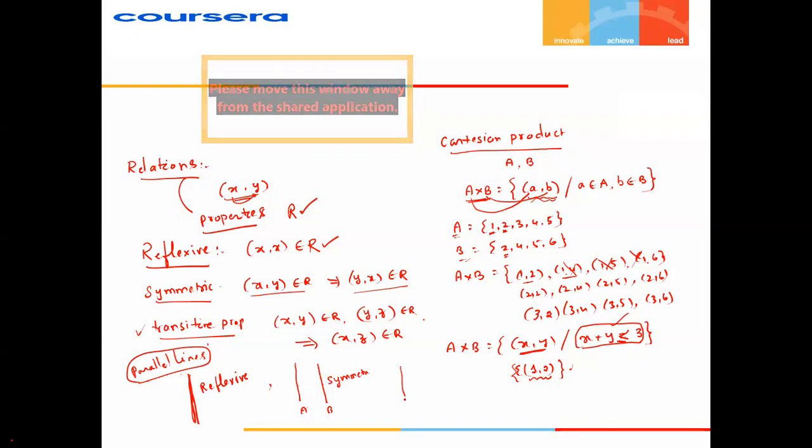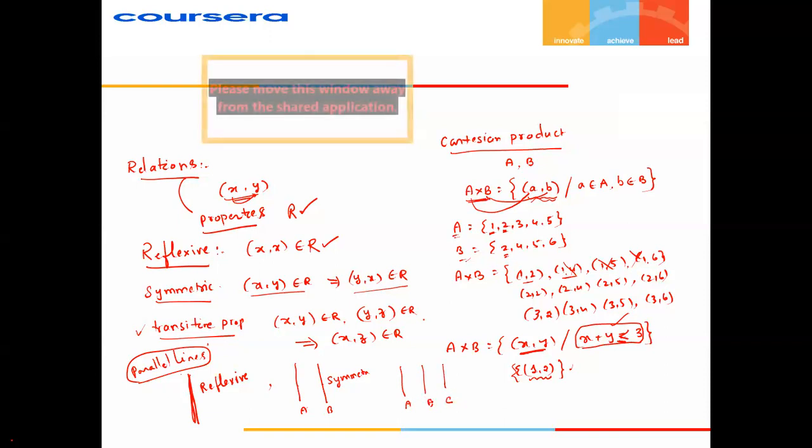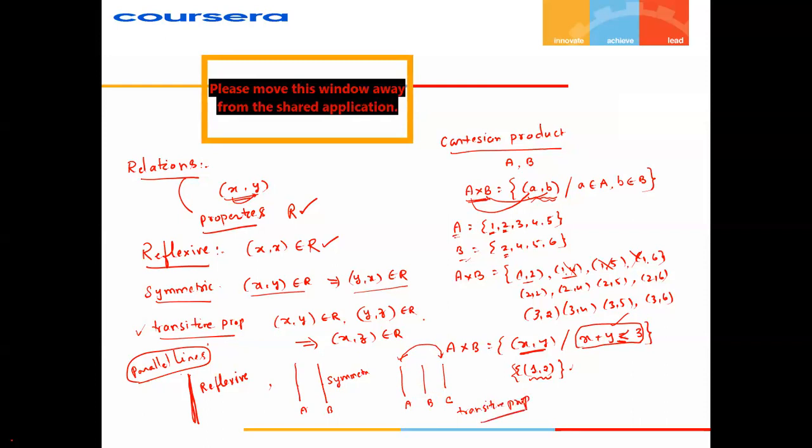Suppose there is a line A which is parallel to B. There is another line C. A is parallel to B, B is parallel to C. Then we understand the first one and the last one are also parallel, right? Then we say that it is the transitive property.